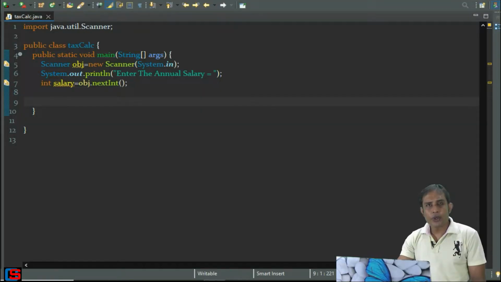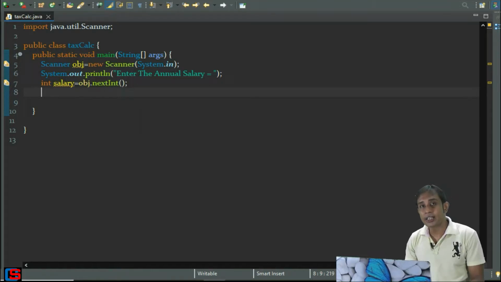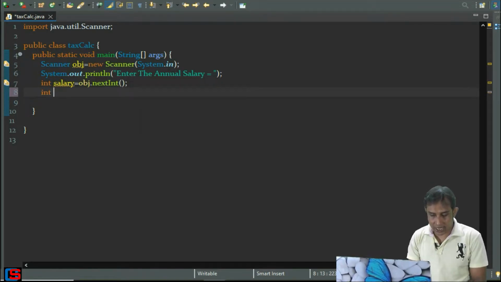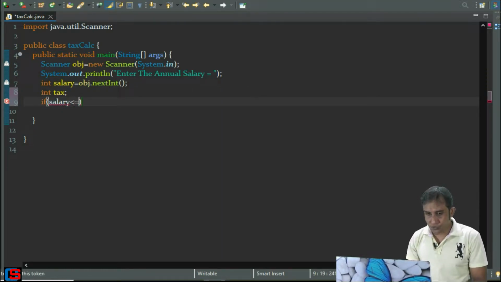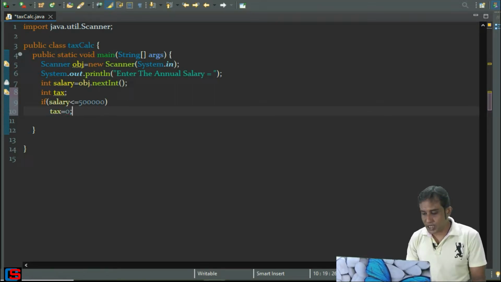Okay, let's start. You can see I have already taken the input from the user using the scanner and stored the annual salary in the variable salary. Now I am going to check how much tax he is actually going to pay, and for storing the tax value, I am declaring another variable, tax. Now if salary is less than or equal to 5 lakhs, then tax equals 0, means no tax.